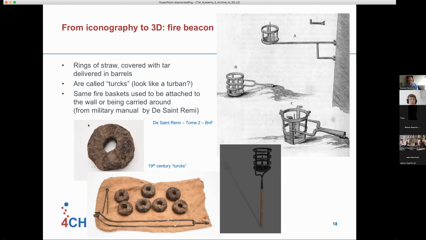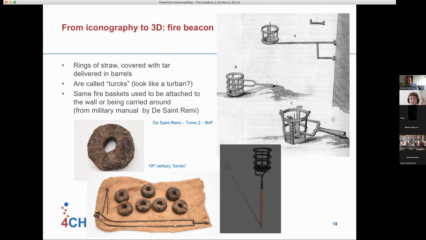And they were calling these rings Turks. Maybe they look like a turban. I don't know why they call it like that, but they call them Turks. And so they were put in these fire baskets, like you just have seen.